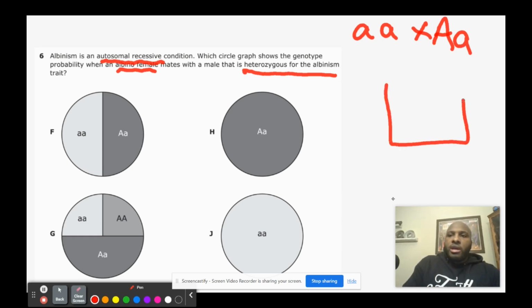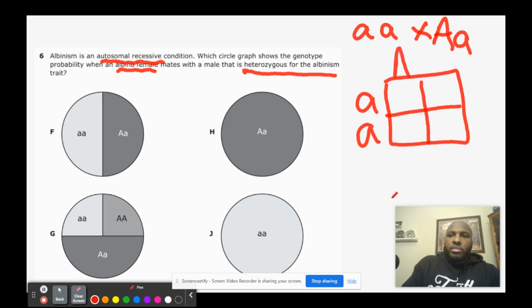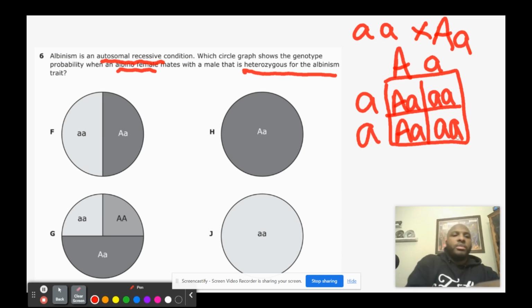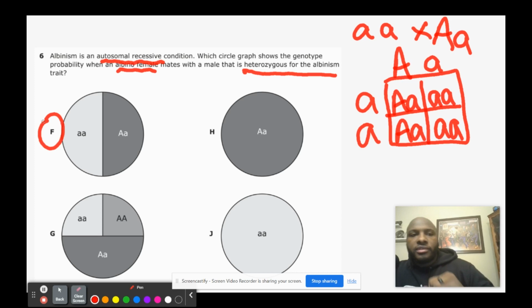Now, I'm going to create a Punnett square. And I'm going to put little a, big A, little a. Now I'm going to do my cross here. Big A, little a, little a, little a. Now that I've done that work, I can look at the answer choices. Is there any answer choice that matches my Punnett square? And the correct answer would be F, because they have a 50% chance of having a child that is albino, and a 50% chance of having a child that is not albino.